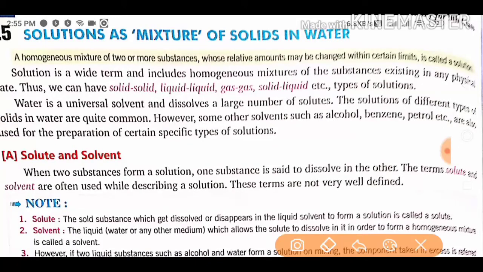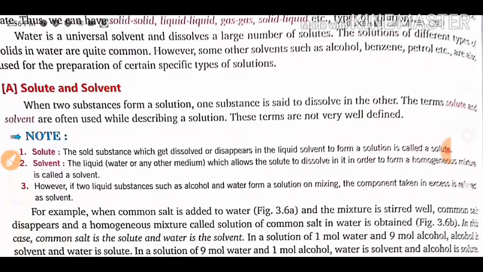Water is a solvent, and it is a universal solvent because it dissolves a large number of solutes. Solutions of different types of solids in water are quite common. However, some other solvents such as alcohol, benzene, petrol, etc. are also used for the preparation of certain specific types of solutions. In this chapter, you can easily learn the theory of solute and solvent.